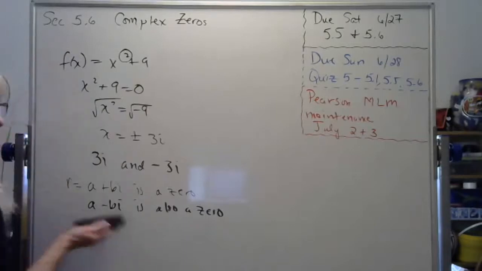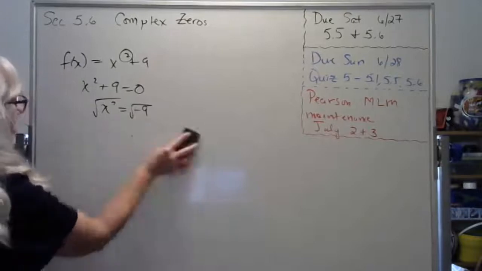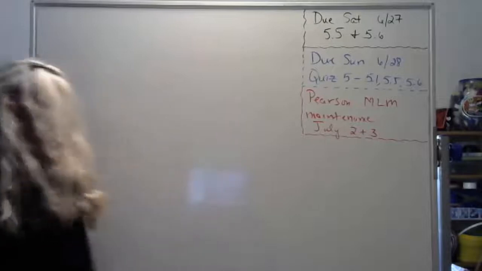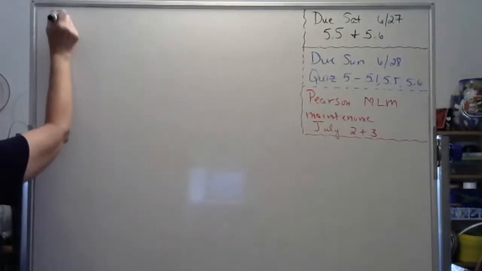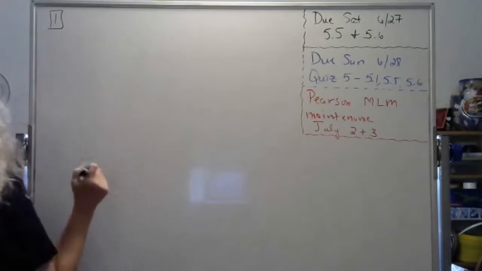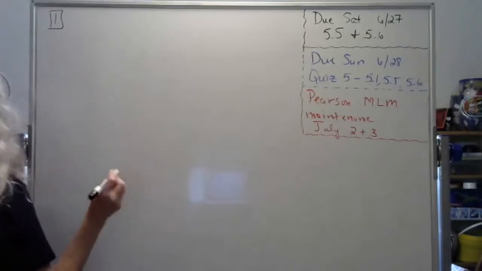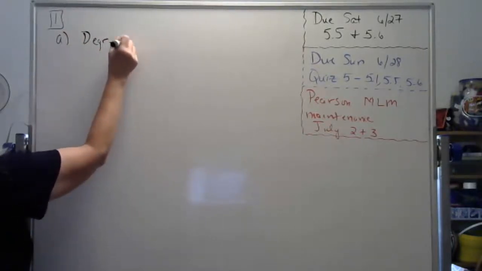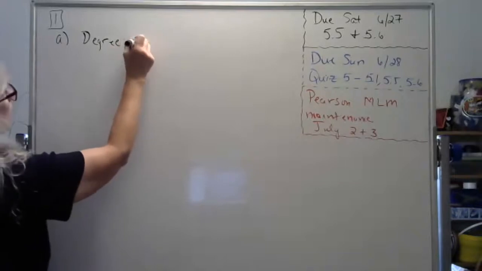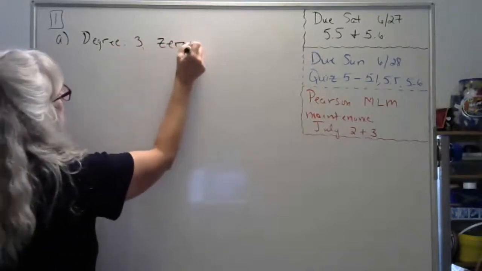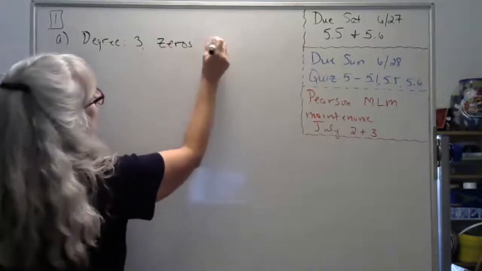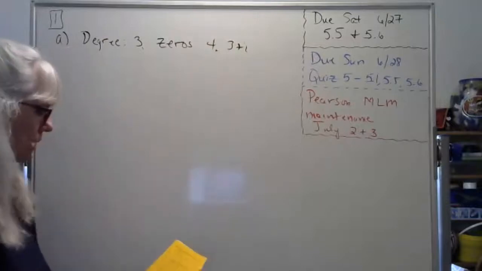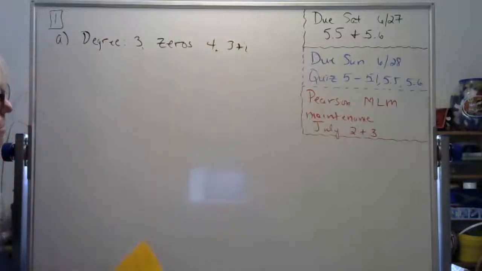So on the homework, literally, that's all the theory we need. On the homework, it's going to start off with problems that look like this. So this is example 1. Information is given about a polynomial whose coefficients are real numbers. We want to find the remaining zeros. So for part A, it's going to tell me that it's a degree 3 and that the zeros are 4 and 3 plus i. So again, all they're asking for is, information is given, we want to find the remaining zeros.